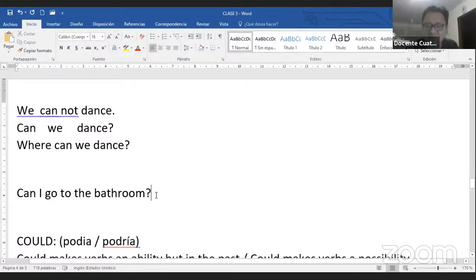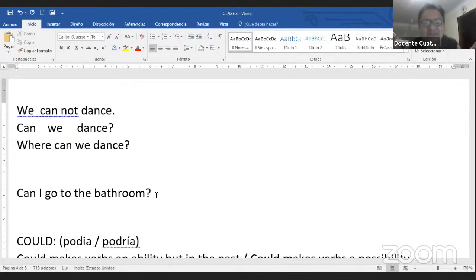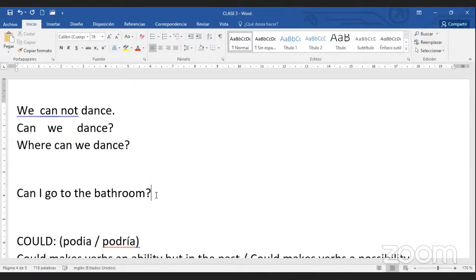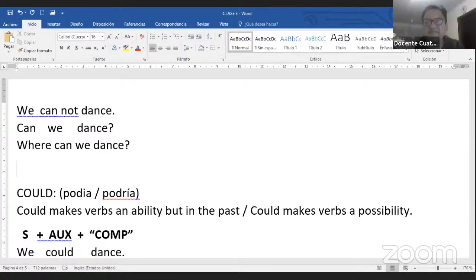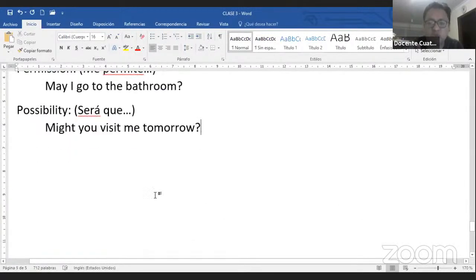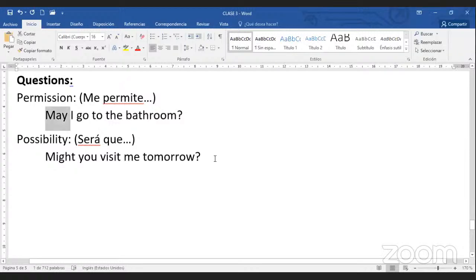En realidad, teacher, tengo la habilidad de ir al baño. Por eso los profes dicen, I don't know. Can you? No sé, ¿la tienes? That's not correct. Okay. In informal English, okay, can I go to the bathroom? Yes, informal. But when you talk correct English, may I go to the bathroom? Okay?